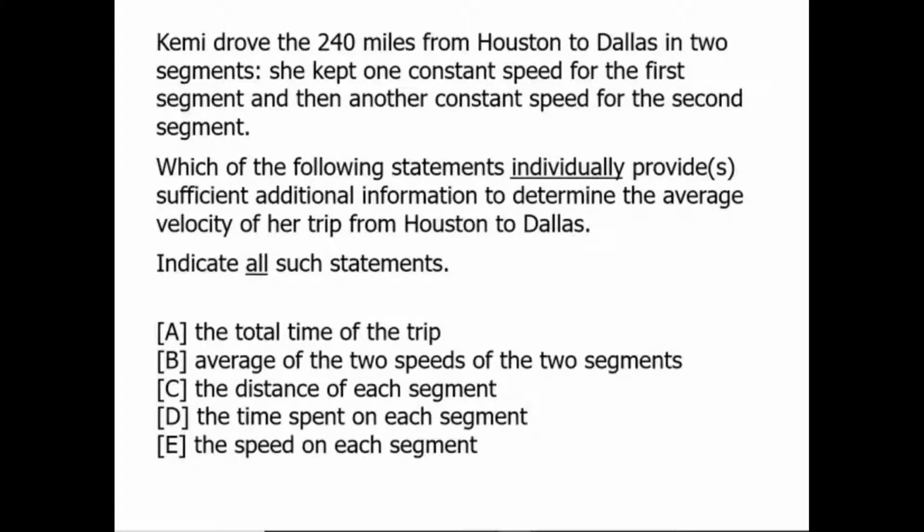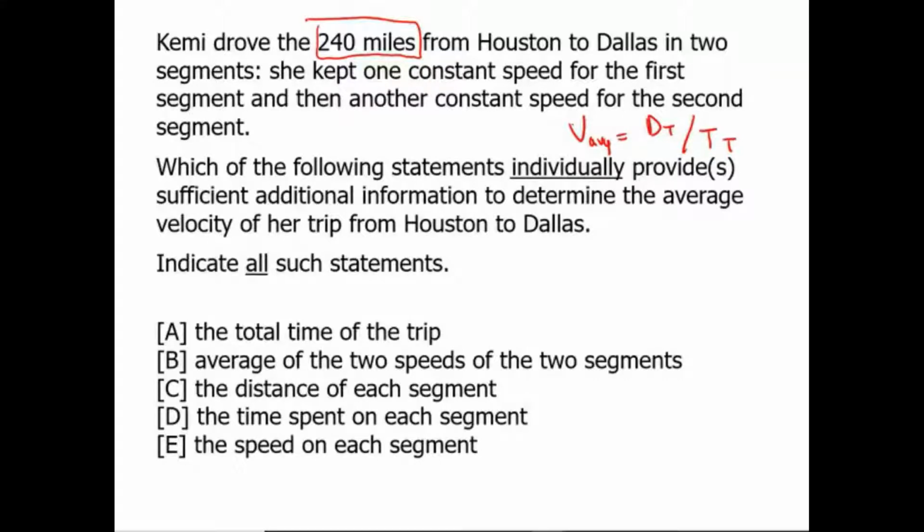Instead, average velocity, so V average, equals total distance divided by total time. That's what we need to figure out the average velocity. We need the total distance, we need the total time. We have the total distance already. So all we need to figure out the average velocity is the total time. So which of the following statements individually provides sufficient information to determine the average velocity of her trip?